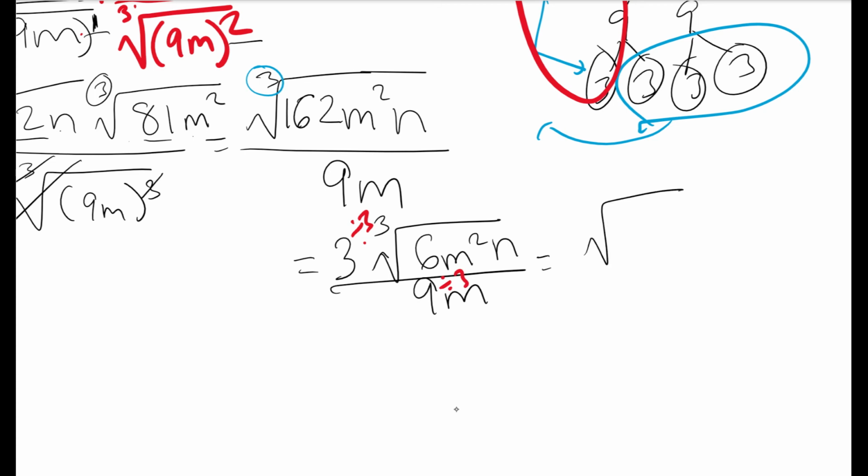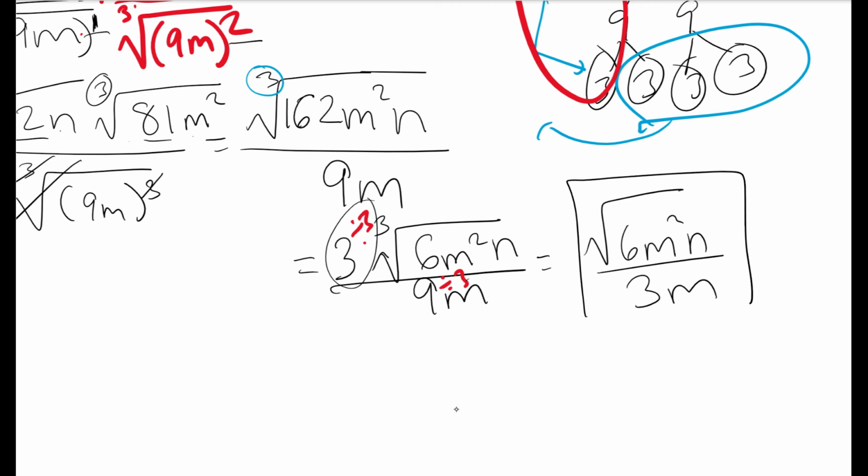And we get the square root of 6m squared n. 3 divided by 3 is 1, so I'm just going to ignore that. 9 divided by 3 is 3, so we get 3m. I forgot the cube root there. There you go.